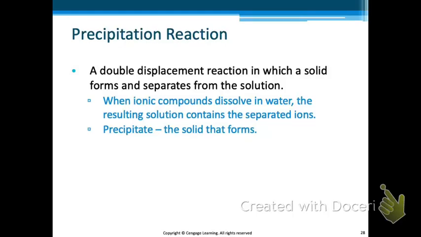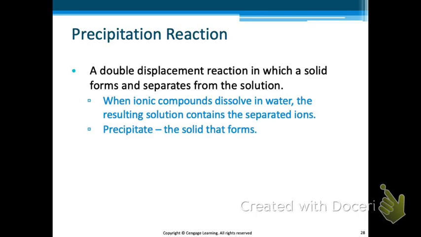Precipitation reactions basically happen when we put two liquids together and get a solid. So we did one of those, right? We did a precipitation reaction. We put two liquids together and we get a solid. And so what happens in a precipitation reaction?